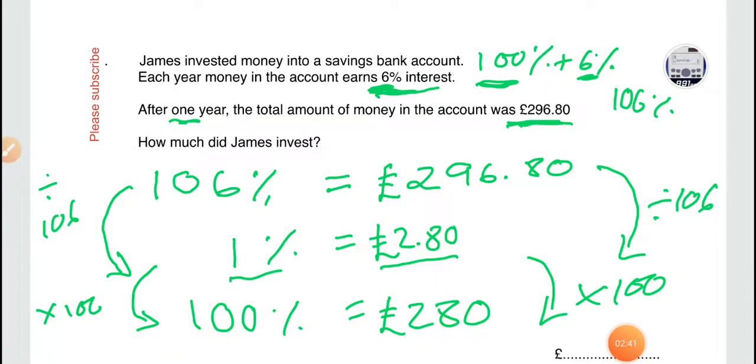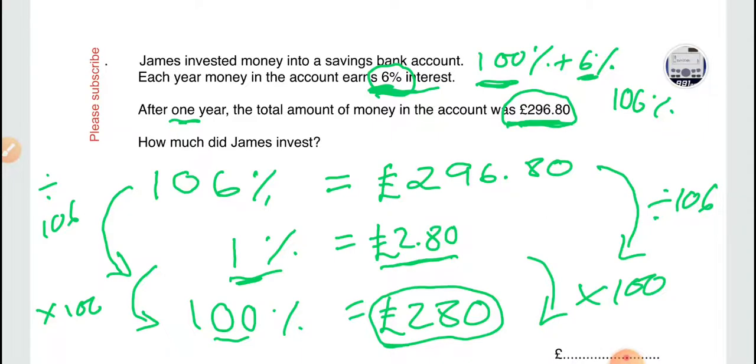As you can see, when I times the left side by 100, I got 100%, and when I times the £2.80 by 100, I got £280. And that is the amount of money I actually invested at the beginning of the year. So the £280 was my 100%. Then over the year, it earned the 6% interest, so that by the end of the year, it was £296.80.